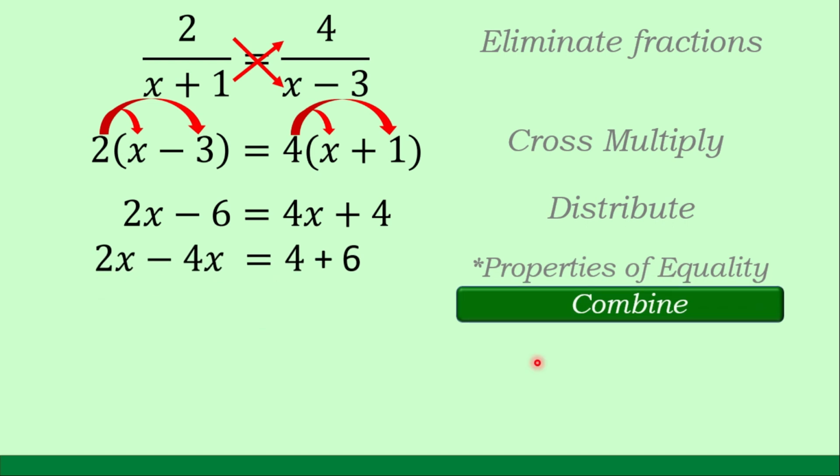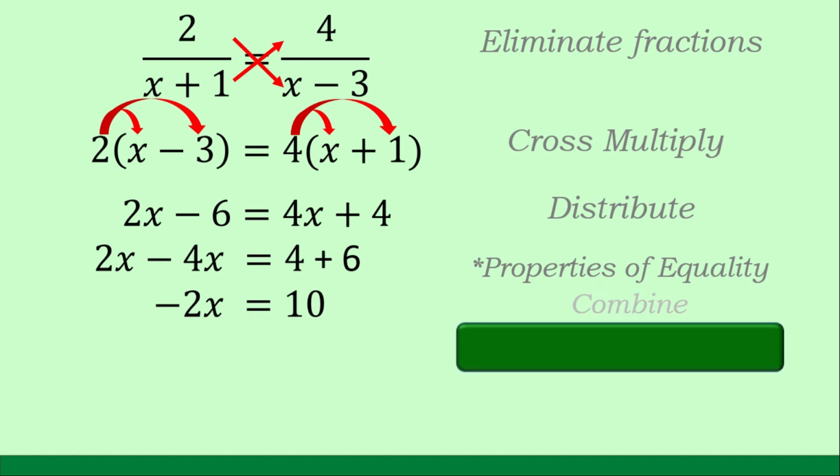So let's combine like terms. We have 2x minus 4x. The answer for that will give you negative 2x. And 4 plus 6 on the right side will also give you a positive 10. So you have negative 2x is equal to 10.